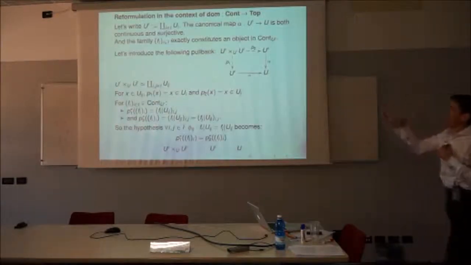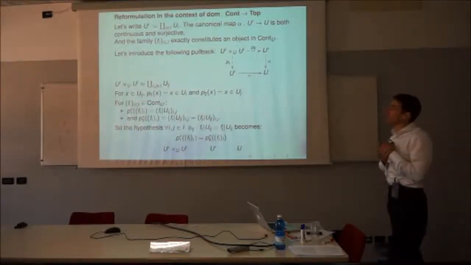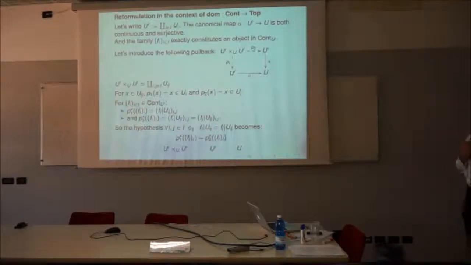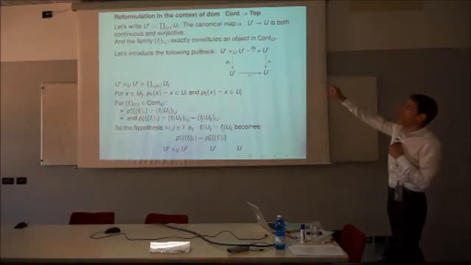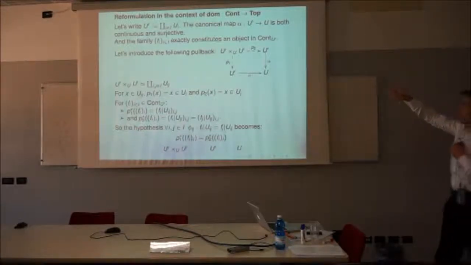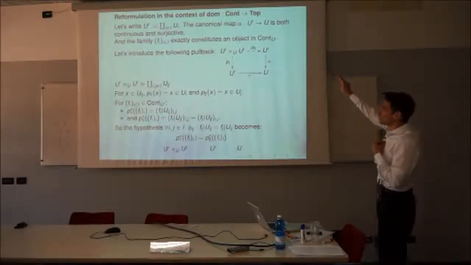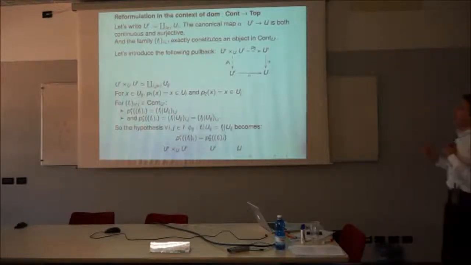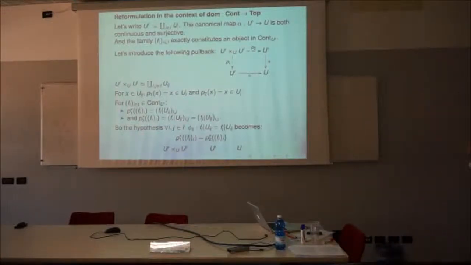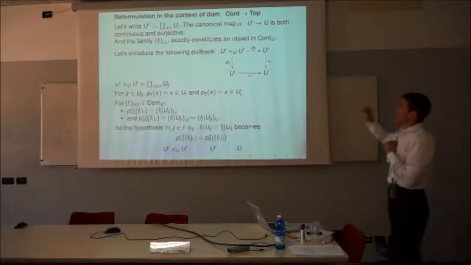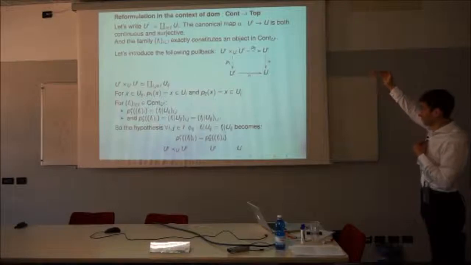So you can reformulate that in the context of the fibration that I've shown a few slides earlier. If you write U prime as the disjoint union of all the subsets U sub I, you have a canonical map from U prime to U. And in fact, the family of f sub I is an object in the fiber above U prime.